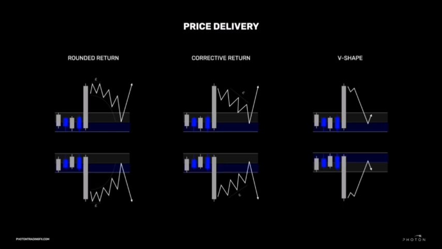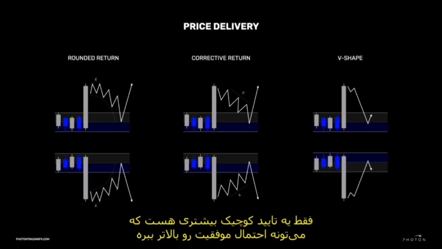Now, this concept of price delivery back to the zone is not super important, but it's just an extra piece of confluence which can potentially help to boost your strike rate.